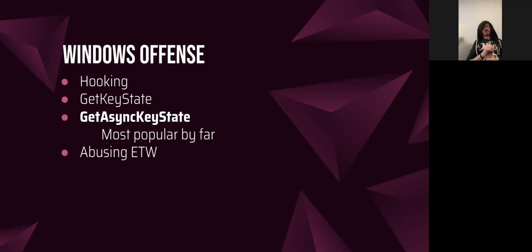The most popular technique on Windows is get async key state, which is kind of used in a polling manner where you'll loop through a variety of different keys, and then get async key state just returns the state of that key, whether it's pressed up or down or held. And this, we'll see, is implemented very widely. And then there's also other techniques such as abusing ETW. There's a new ETW technique that allows you to collect key logs, and this is already implemented in some frameworks like Empire.